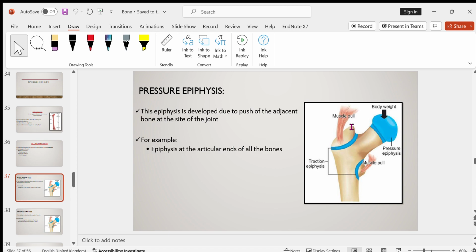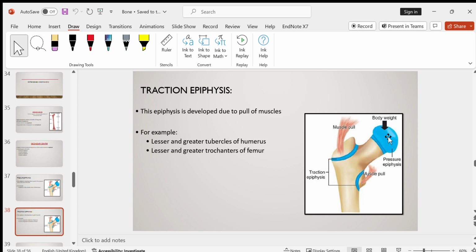Now there are different types of epiphysis. First of all is the pressure epiphysis. What is a pressure epiphysis? It is an epiphysis, or an end of a bone, that is developed due to the push of the adjacent bone at the site of a joint. This is an articulated end. So all the pressure epiphyses are articulated ends of the bones. For example, this is the head of the femur and it takes part in the formation of the hip joint. So this part is due to the pressure epiphysis.